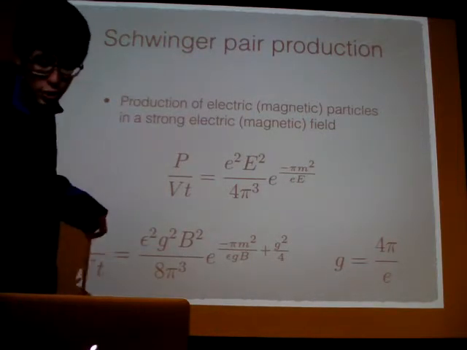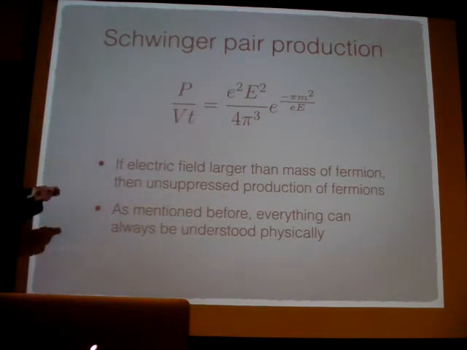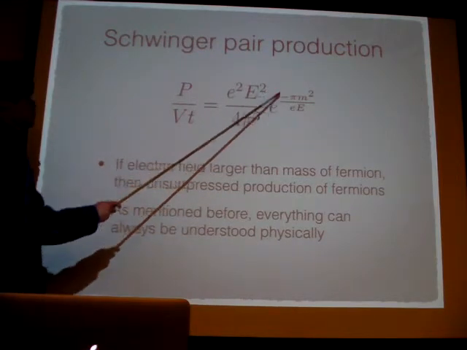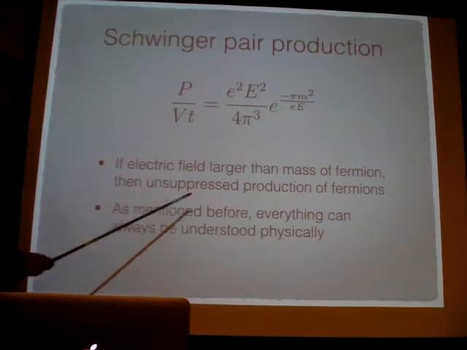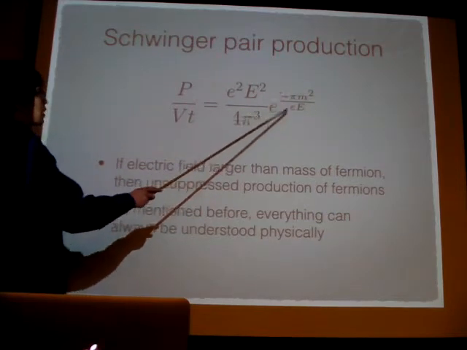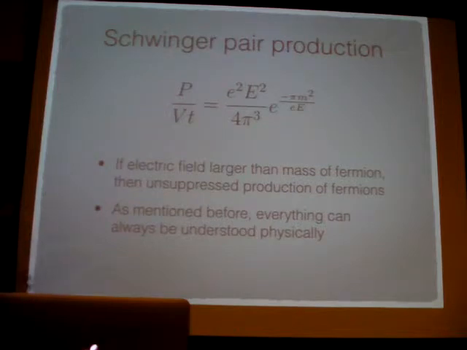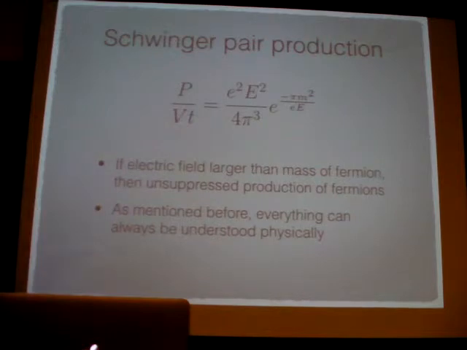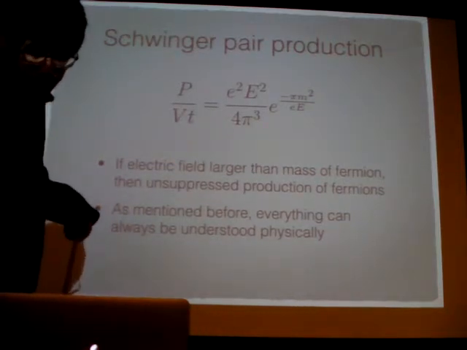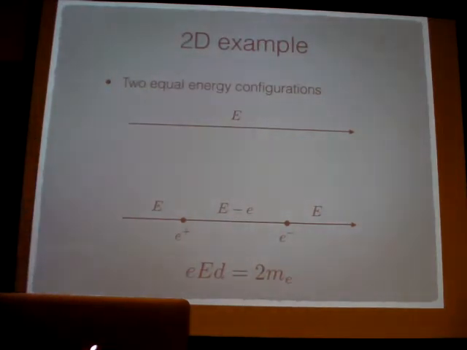Okay, so this is sort of the formula for Schwinger pair production. And as I said before, every exponential in quantum mechanics can be understood by comparing ratios of the size of things, right? And so let me argue that this exponential has to be m squared over the electric field, just by some physical thing, where m is, of course, the mass of the fermion. So let's look at the 2D example. The 4D is slightly more complicated, but gives exactly the same answer.